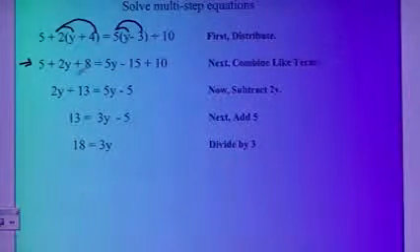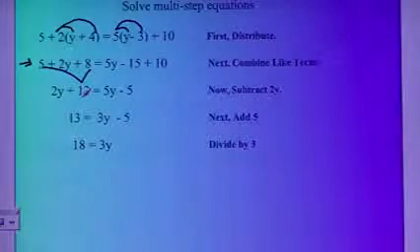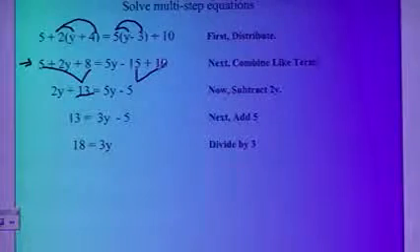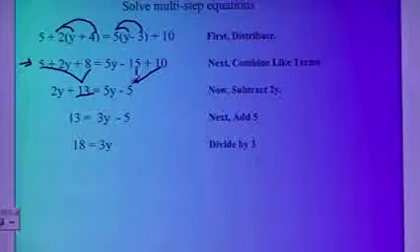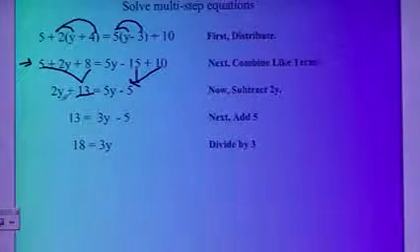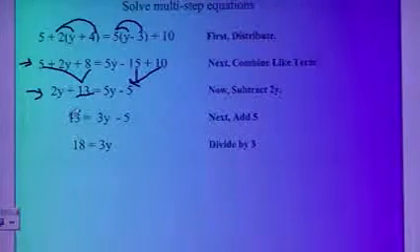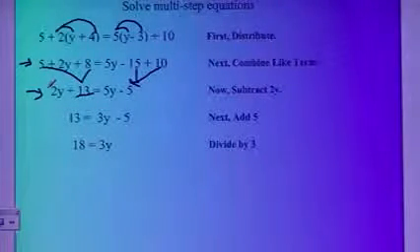But now I see like terms I can combine. 5 plus 8 gives me this 13. And then I have a negative 15 plus 10 that are giving me this negative 5 right there. So after I combine like terms, here's what I have. Now here's the trick, you guys. You may be noticing this problem. I have a y on both sides of my equation.